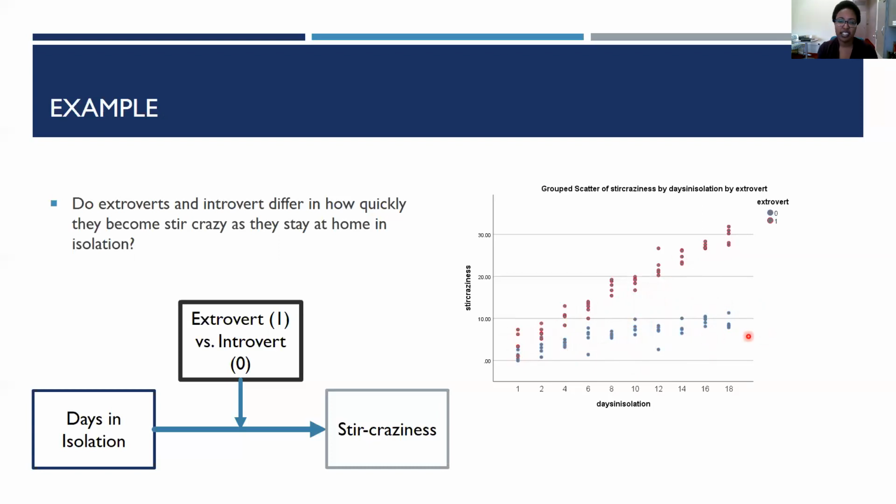We can look at this in different ways, right? You can see how extroverts already start a little bit more stir crazy up here, but they're not too different. But then by the time you get to 18 days in isolation, there are a lot of extroverted people who are up here and introverted people who are more down here.